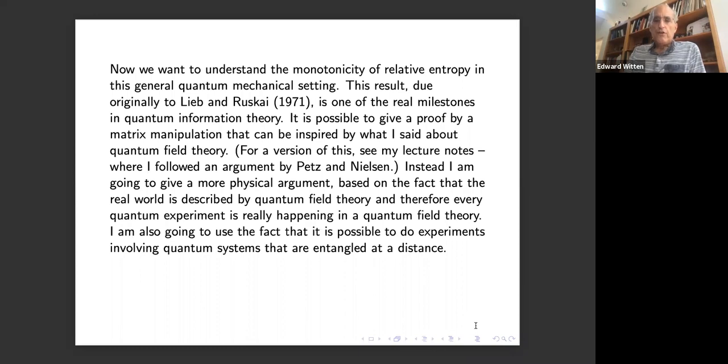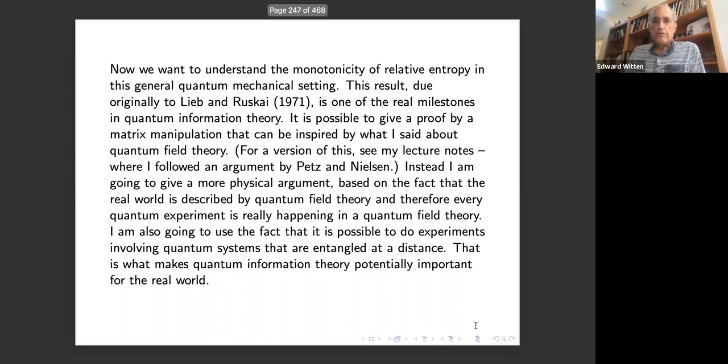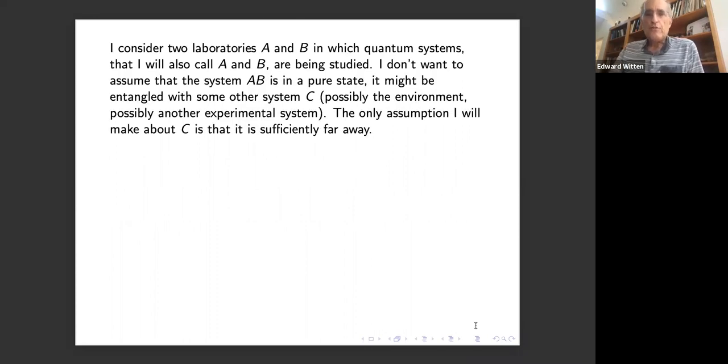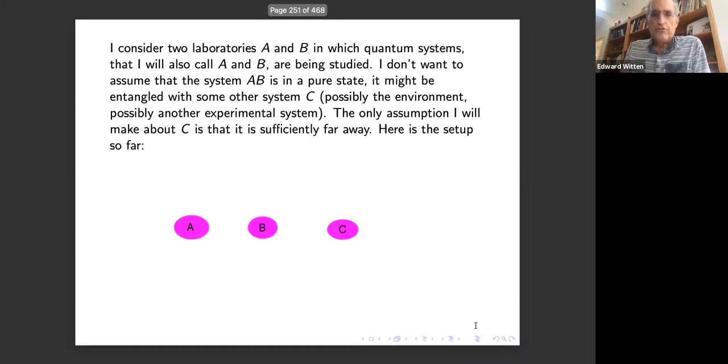So I'm also going to use the fact that it's possible to do experiments involving quantum systems that are entangled at a distance. That's why quantum information theory is significant. So I consider two laboratories A and B in which quantum systems that I also will call A and B are being studied. I don't want to assume the system AB is in a pure state. It might be entangled with something else, C, possibly the environment, maybe some other experimental system. The only assumption I'll make about C is that it's outside the two laboratories. So the experimentalists studying systems A and B are actually studying A and B rather than mixing them up with C. So here's the setup.